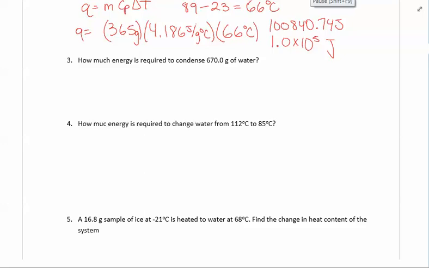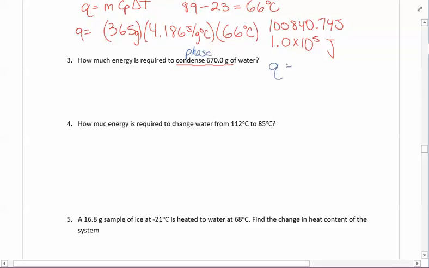We're still going to practice some more calorimetry problems here on Energy Practice 1. So the next question is asking for how much energy is required to condense 670 grams of water. So right away, the question you're asking is, is this a phase change or a temperature change? A little bit of a clue here: there's no temperatures included in the problem. So that's indicating that this is a phase change.